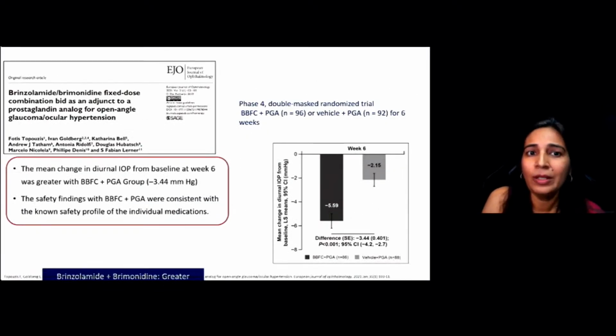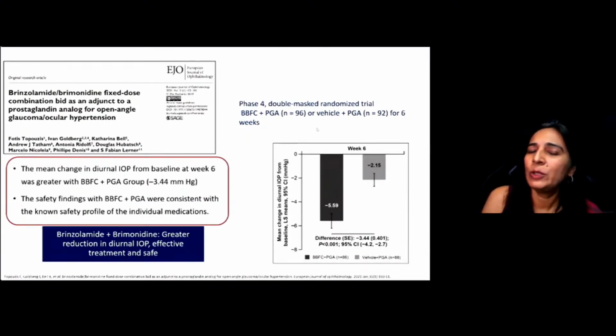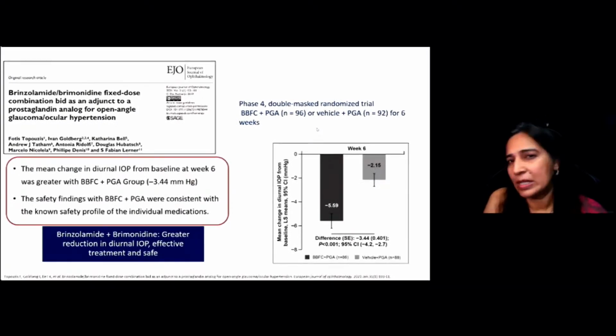Again, evaluating the beta blocker fixed combination as an adjunct, to just move on to the next one, Teprusis et al. found that the mean change in diurnal IOP from baseline at week 6 was greater with the BBFC plus PGA group, almost 3.5 millimeters of mercury. The safety findings were consistent with the known safety profile of the individual medication.